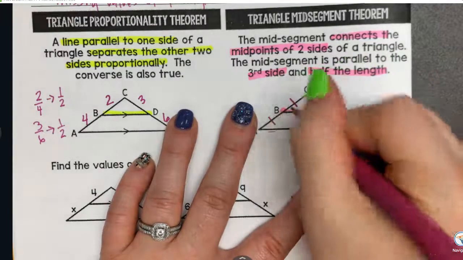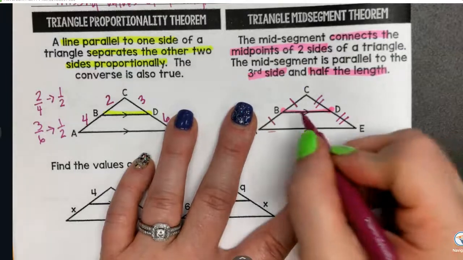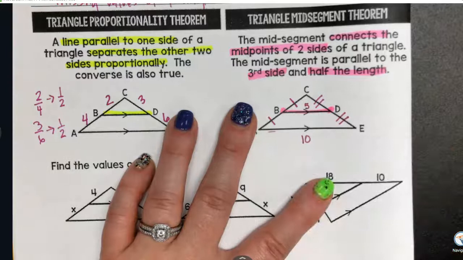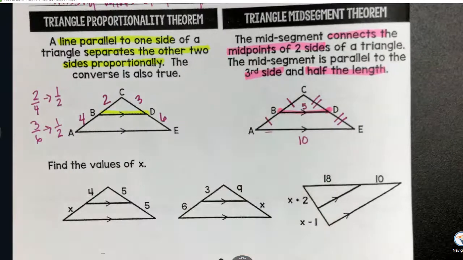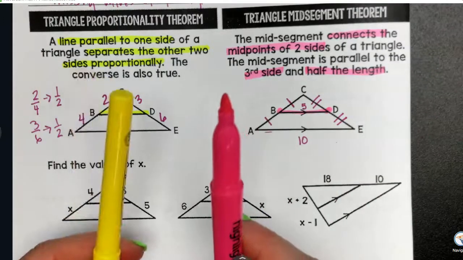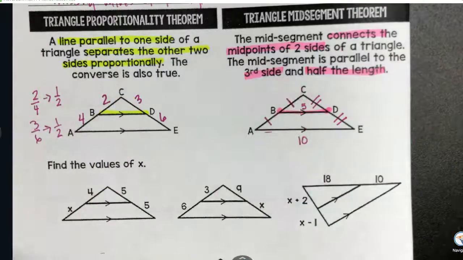Well, now I know that this side has to be half of 10. So this line BD would have to be 5. All right? Super cool. So we have two different things. I'm going to use my two different highlighters to help me see which situation we're dealing with so I can organize my thoughts.